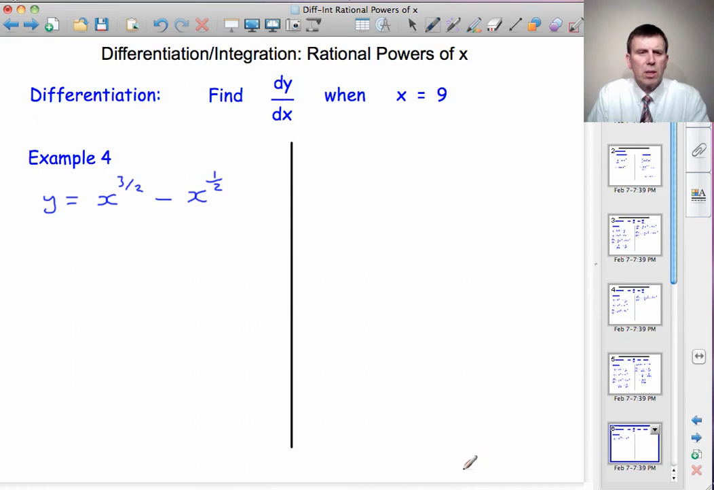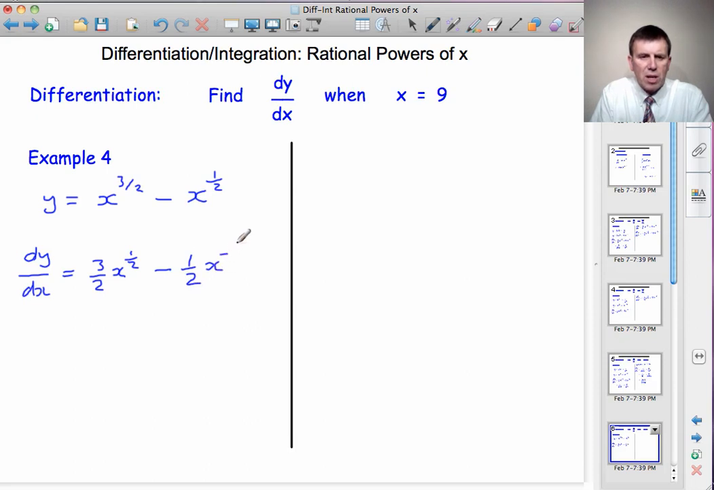Example 4. Find dy by dx when x is 9. y equals x to the power 3 over 2 minus x to the half. So it's in the right format for differentiating. dy by dx is equal to, the 3 over 2 comes to the front, lower the power by 1, and 1 less than 3 over 2 is a half. 1 less than 1.5 is a half. Next, the half comes to the front, still got the negative sign, and it's x to the power minus a half.